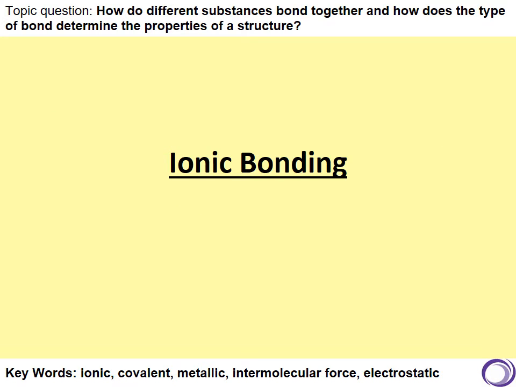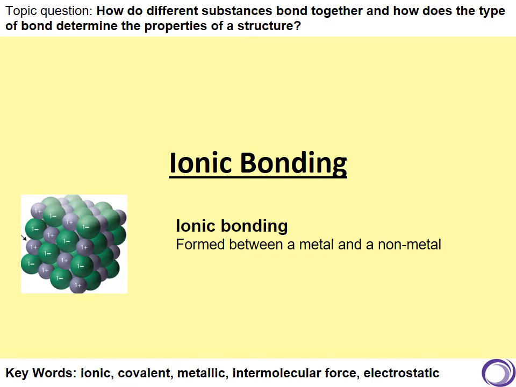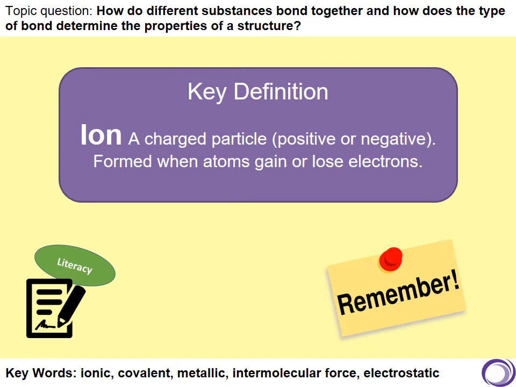Let's start then by taking a look at ionic bonding. A reminder, ionic bonding is the bond formed between a metal and a non-metal. So ion, key definition, is a charged particle, can be positive or negative, and it is formed when atoms gain or lose electrons. Something we need to remember.